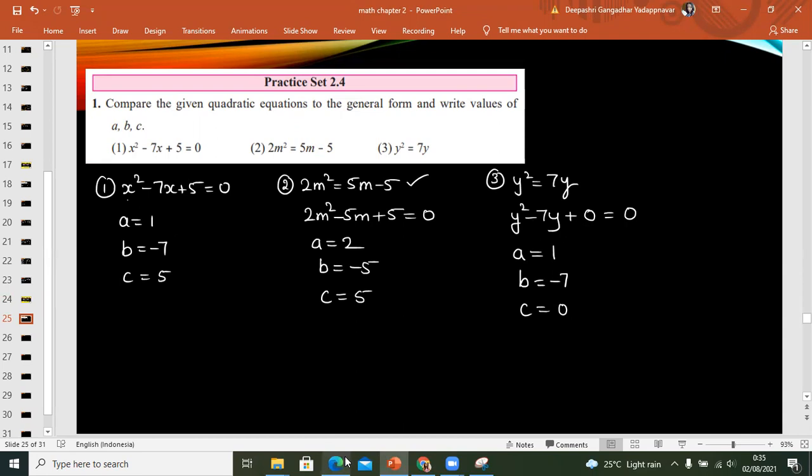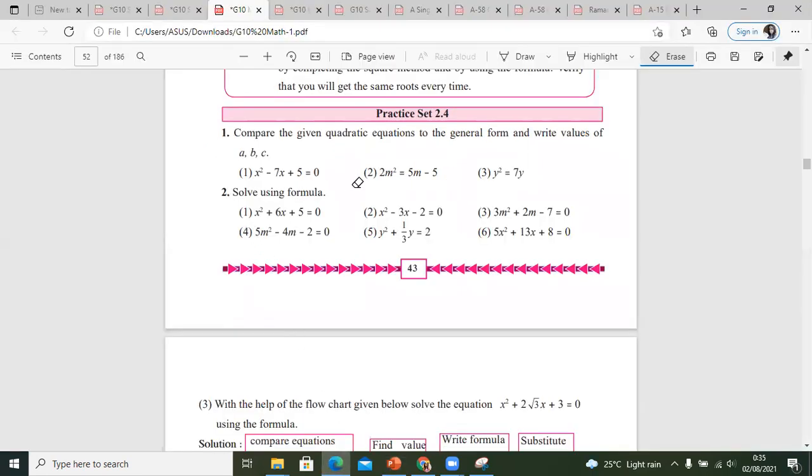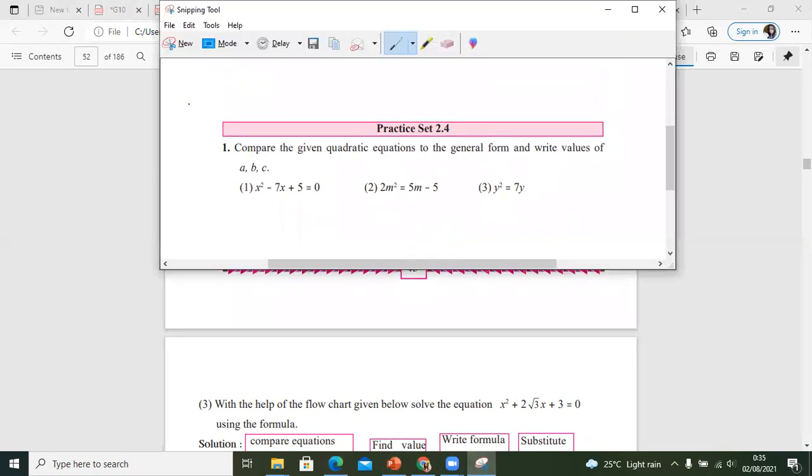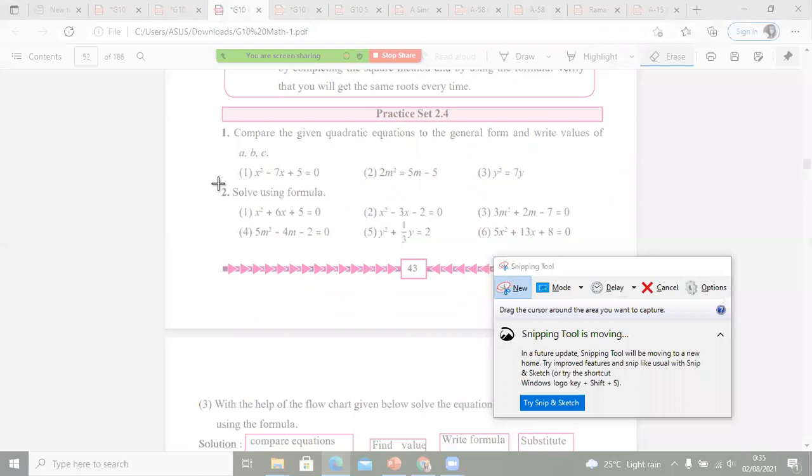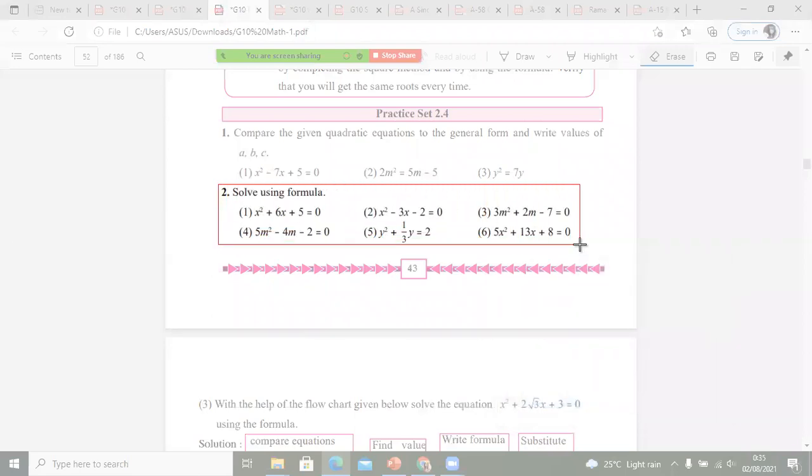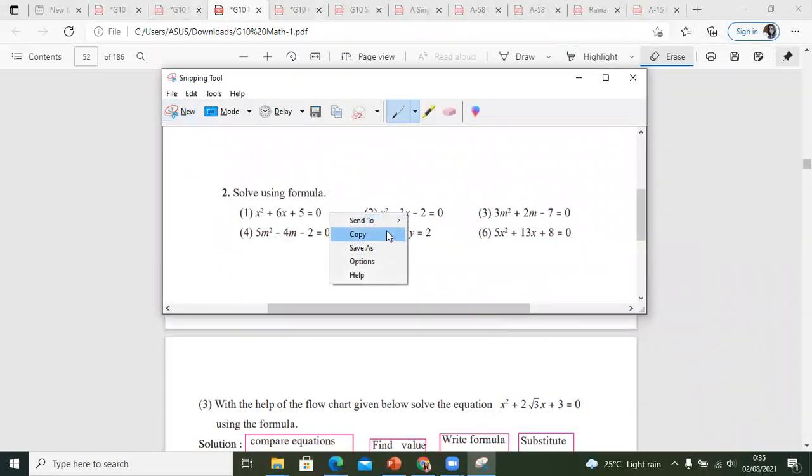Now let's begin with the next question, the main question where we are going to use the formula to solve these equations. Let us solve these questions one by one.